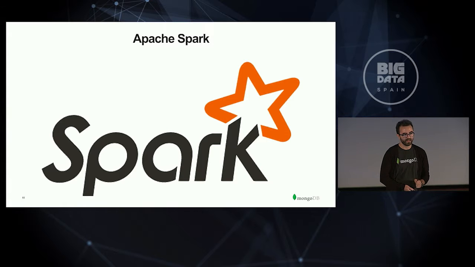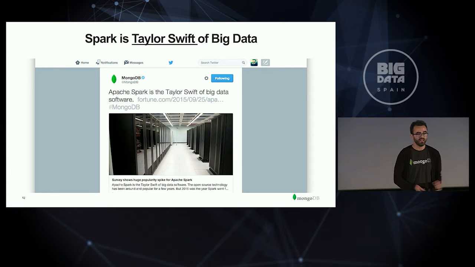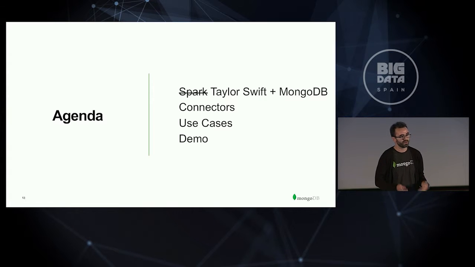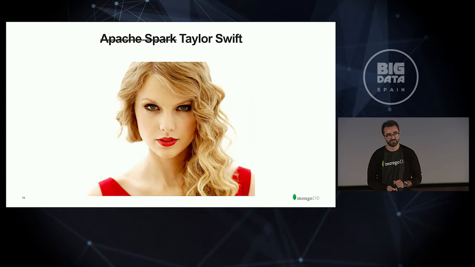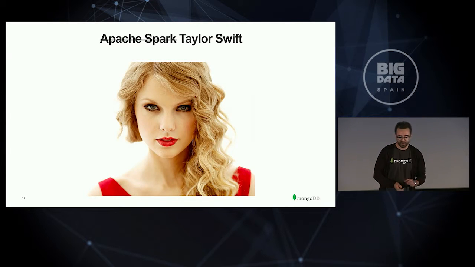Now, just yesterday, while I was already wrapping up the presentation, I saw this post from MongoDB saying that Apache Spark, or Forbes magazine called it, Apache Spark, the Taylor Swift of big data. Now, I took the opportunity to completely scratch my presentation and not talk about Spark anymore. We're going to be talking about Taylor Swift, which is much more interesting, I believe. It's much better looking, I'm pretty sure. Not at all. No, we're not going to do that.